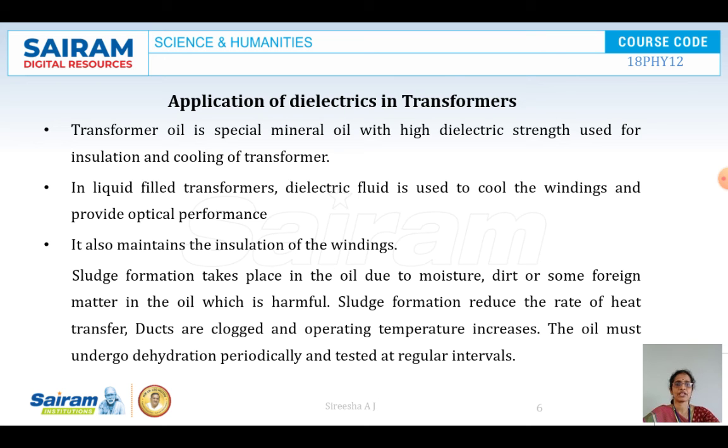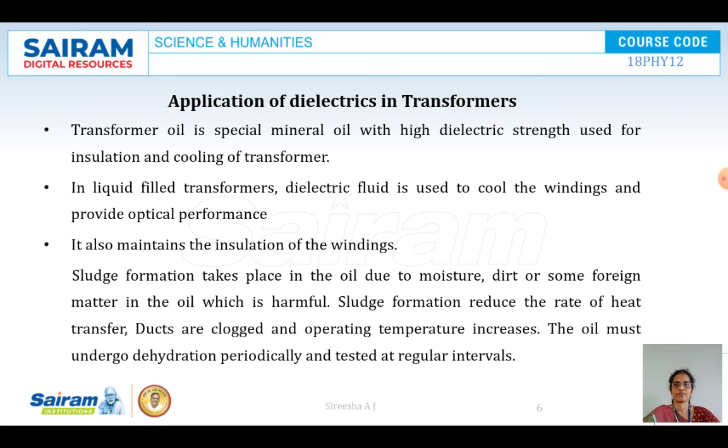Next are applications of dielectrics in transformers. Till now we have seen there are three types: solids, liquids and gaseous dielectrics, and we have seen that they are used in multiple areas. Now we see the applications of dielectrics in transformers. Transformer oil is a special mineral oil with high dielectric strength used for insulation and cooling of a transformer.